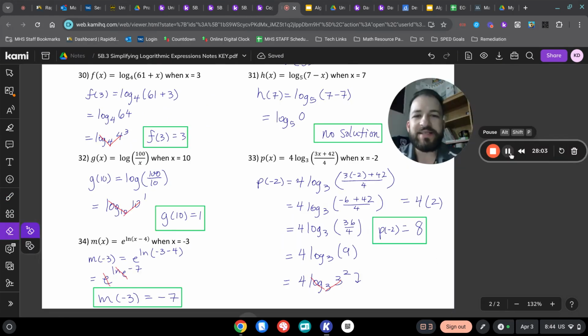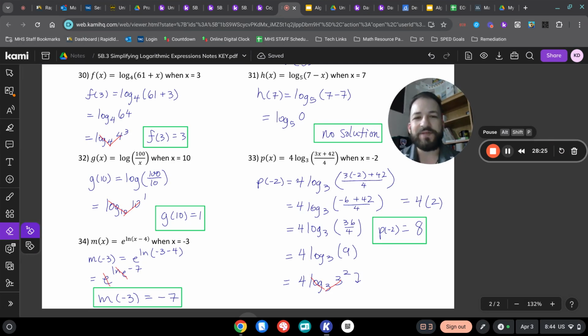All right, and let's start off with talking about 34. So 34, we have e to the natural log of x minus 4 when x is equal to negative 3. So plugging that in, negative 3 minus 4, we get negative 7. And then we have e to the natural log base e of negative 7. Those bases are going to cancel out, and we get just negative 7 as our value.